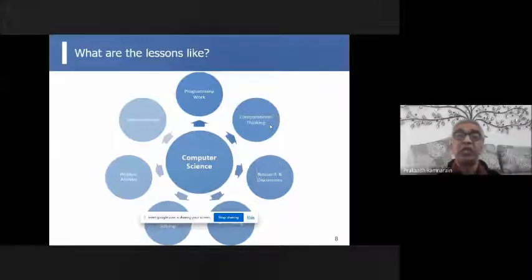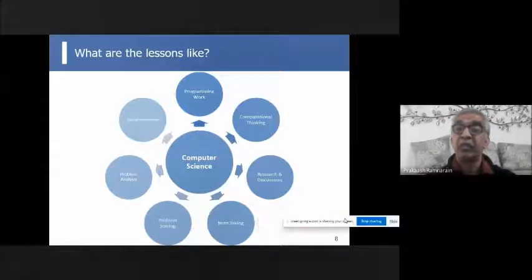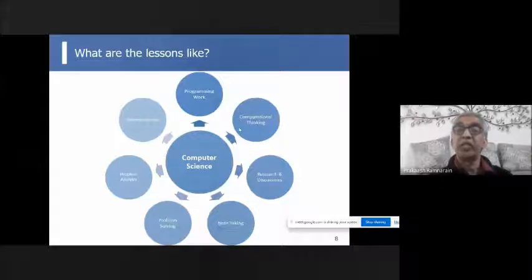What are the lessons like in computer science? So basically, we look at a fragment of particular details that we go through in computer science, and looking at programming work, we look at computational thinking, which goes alongside programming.